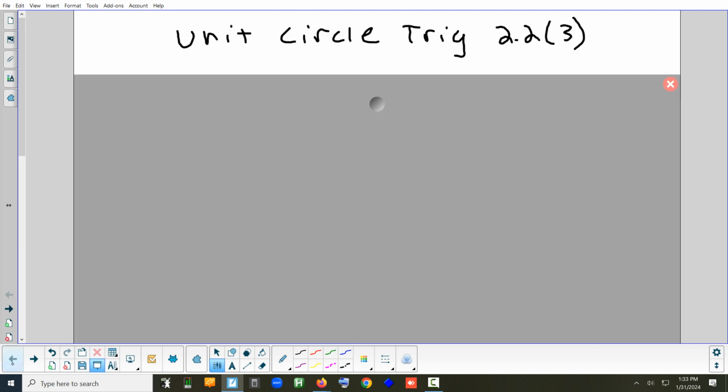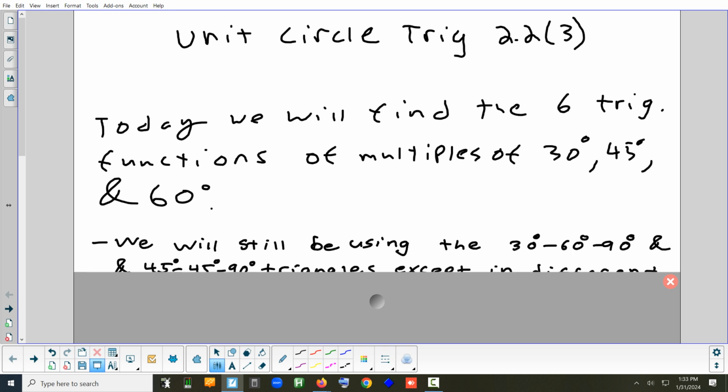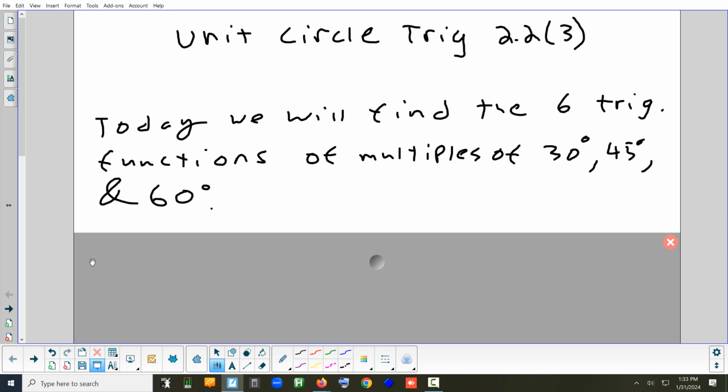All right, so let's take a look. So now we're going to find the 6 trig functions of any angle that is a multiple of 30, 45, and 60. Maybe we'll review one from yesterday, but then the rest will be multiples. So angles like 120, 150, 135, 225. Okay, those are all multiples of 30 and 45.